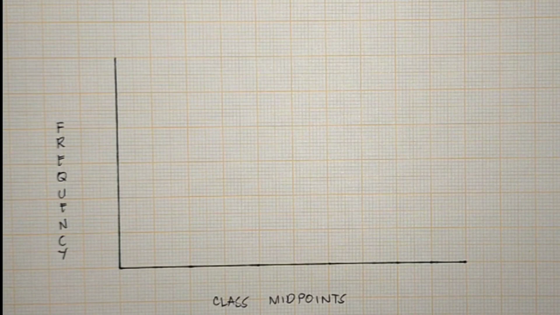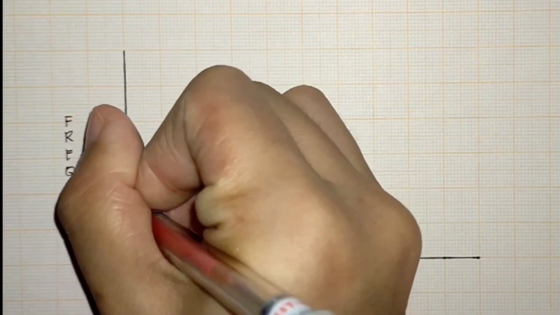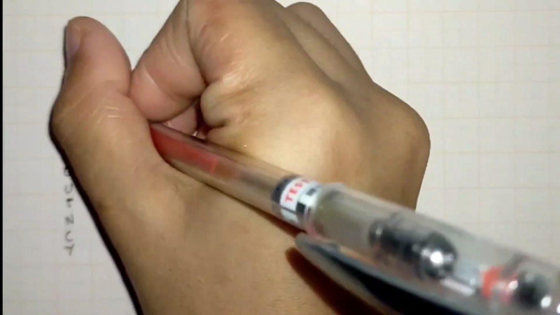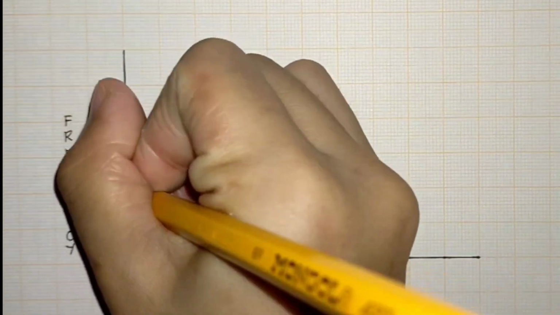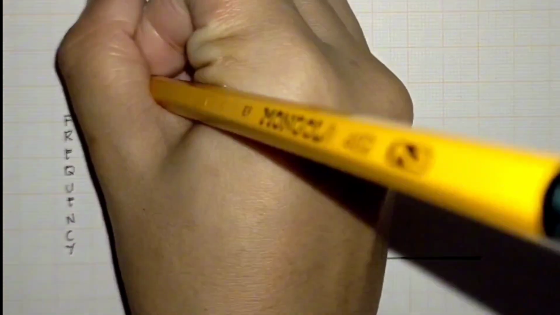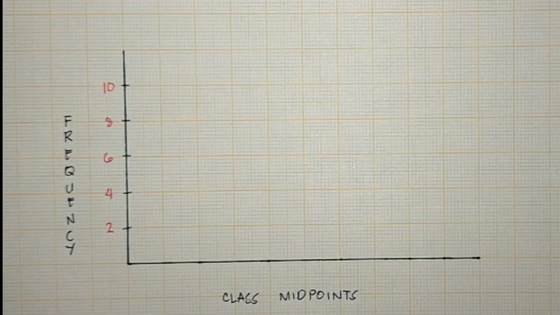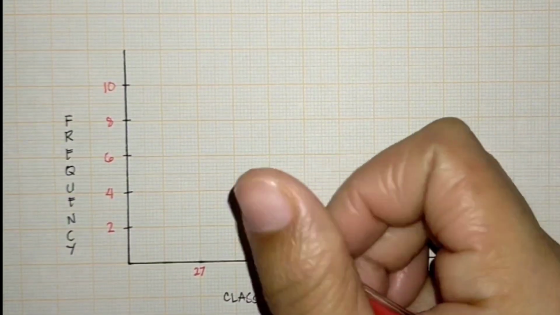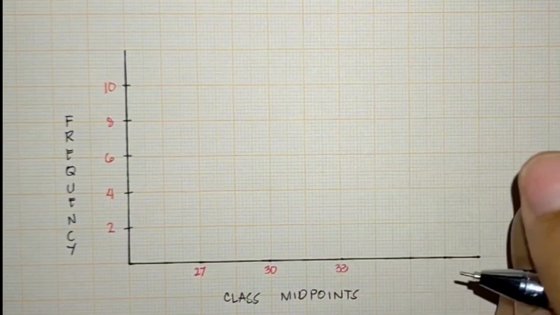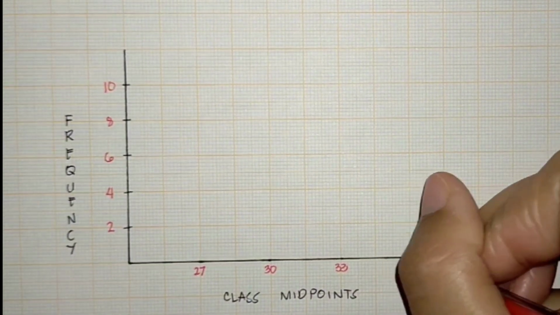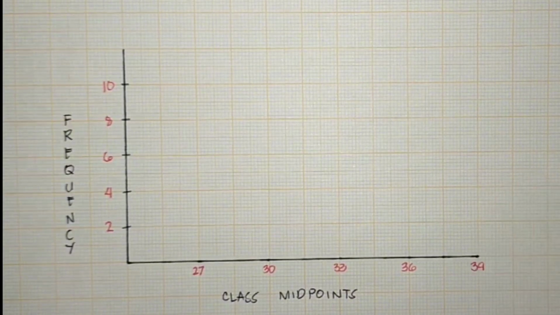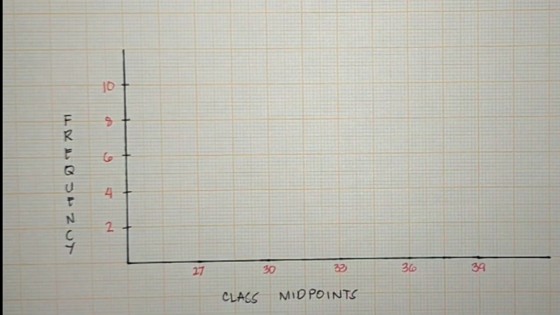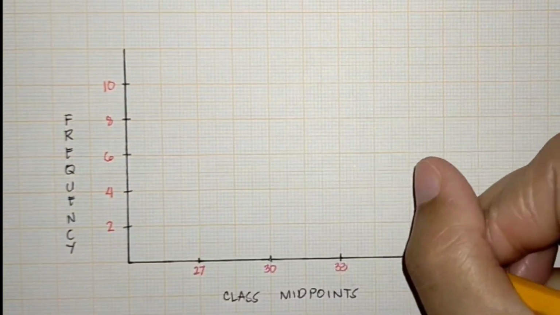So we'll put numbers on the vertical line: 2, 4, 6, 8, and 10. On the horizontal line, we'll put the class midpoints based on the data. We'll put first 27, then 30, then 33, 36, and 39. As you can see, we'll extend the horizontal line.